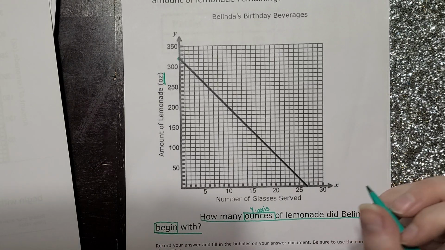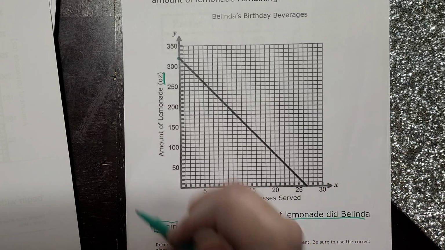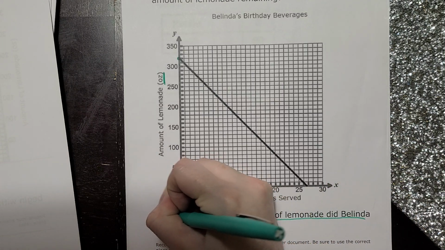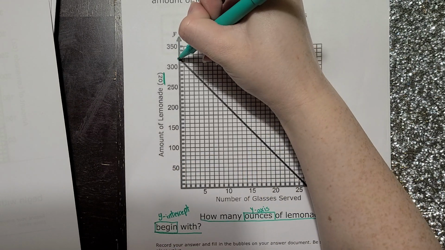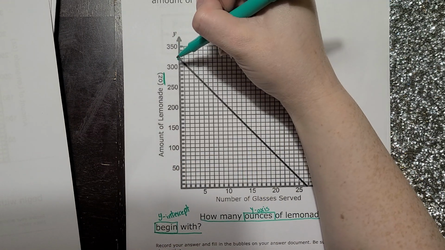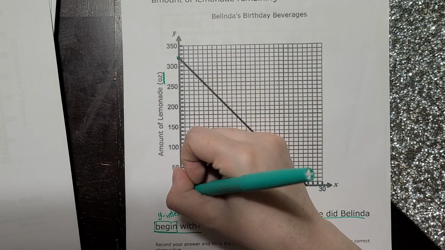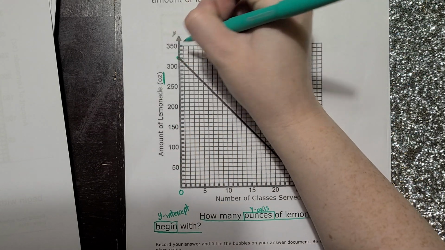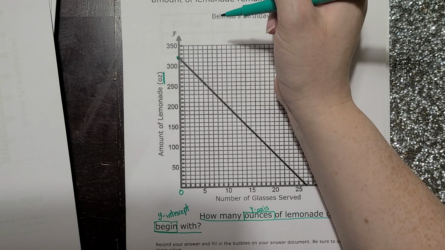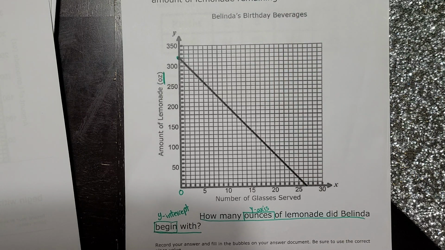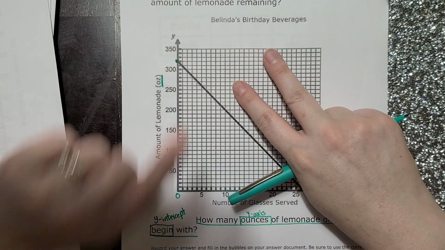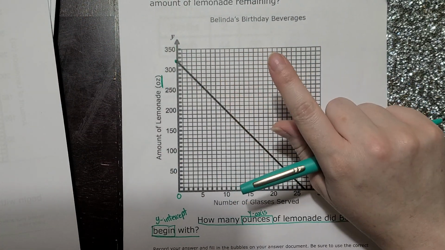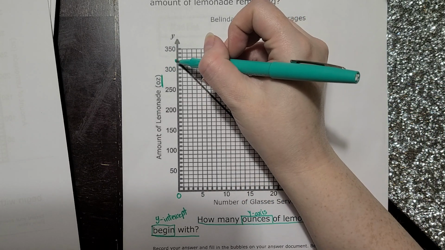Okay. If it's asking you where you begin, it's asking you, what is your y-intercept? That's where your line is starting here. Okay. It's starting at 0 glasses served. We're starting up here between 300 and 350. Okay. Now here is where the mistake started. I saw most people narrow it down to this point. Okay. There's 2 things that happened. All right. The first one being, what number is that?